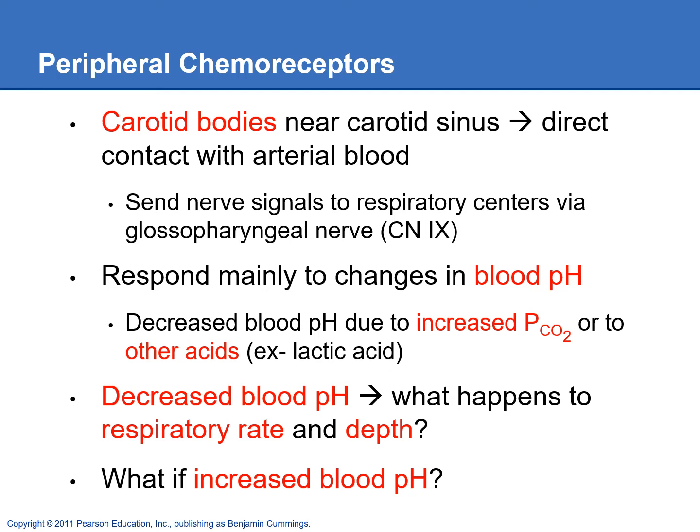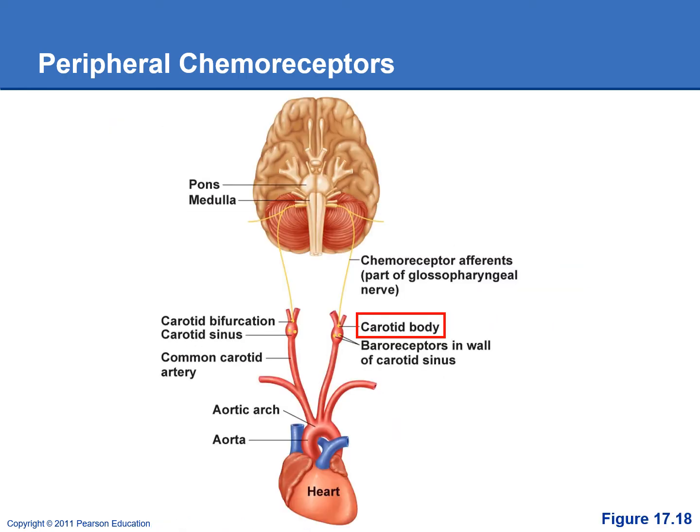So let's take a look at a picture and we'll answer these questions on the bottom here. This picture shows the location of the peripheral chemoreceptors. They're located in the carotid bodies at the bifurcation of the carotid arteries. And then right below that in this carotid sinus as well, we have the baroreceptors. And those are the sensory neurons that detect the blood pressure, and they're involved in the baroreceptor reflex.